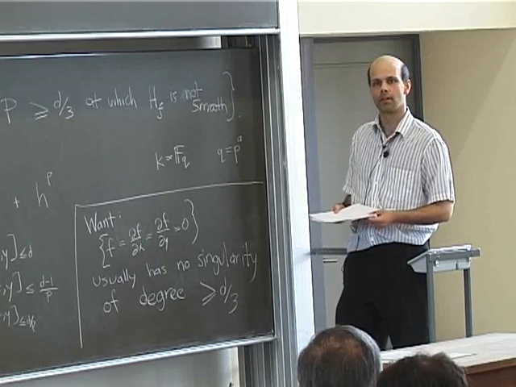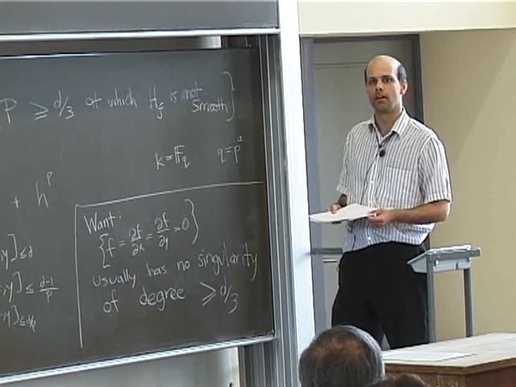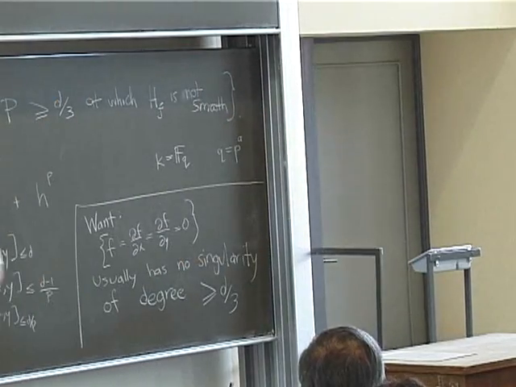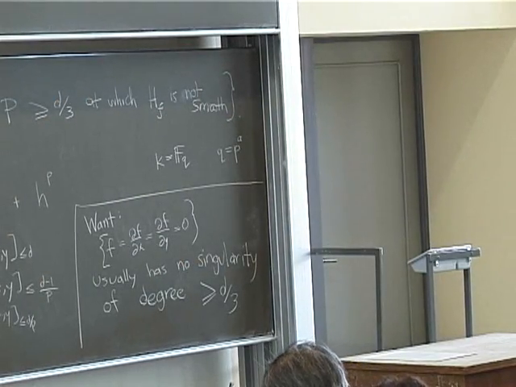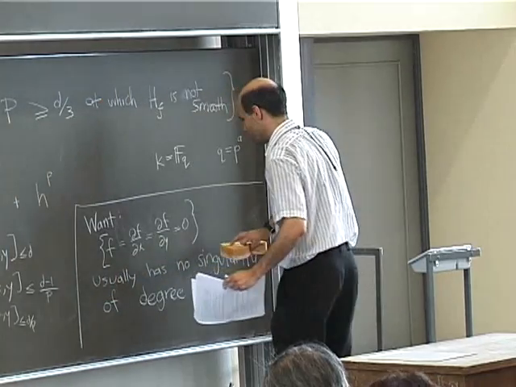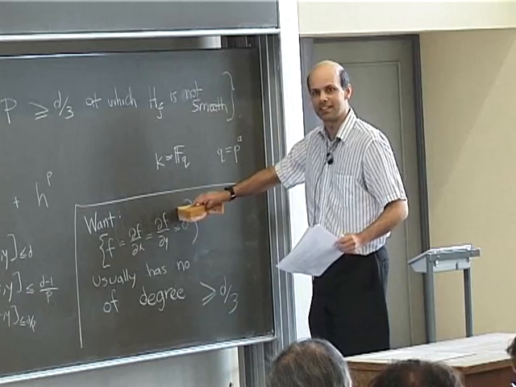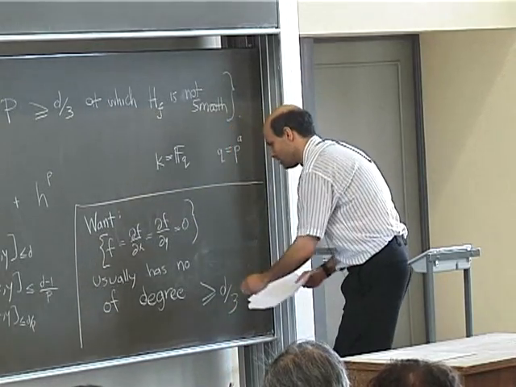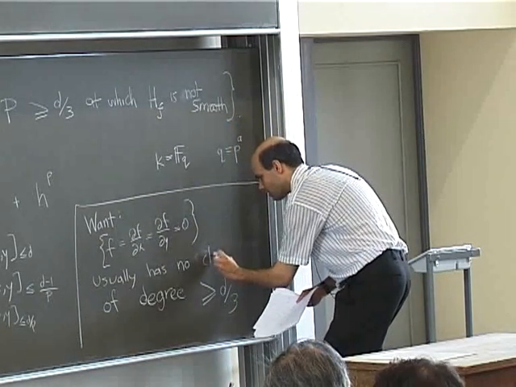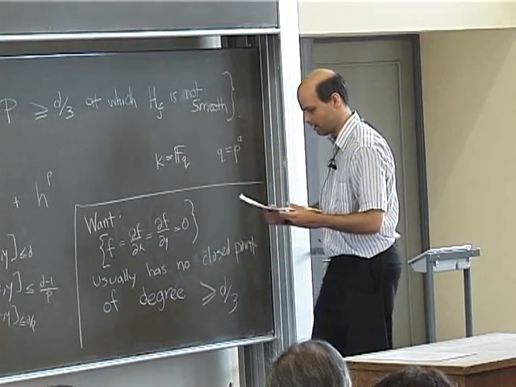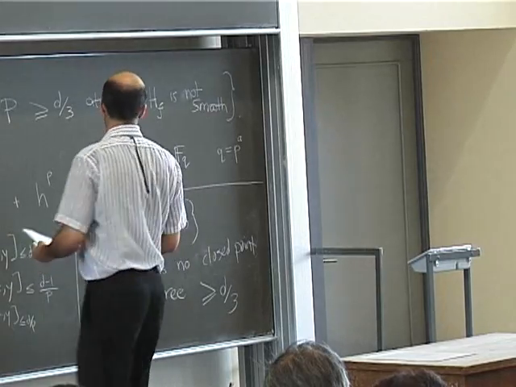Sorry? Oh, sorry. Yeah, I see what you're saying. Yeah, sorry, that's not what I wanted to say. It usually has no point. I mean, this set is the set of singularities. So I want to say this has no closed point of high degree. Sorry about that.